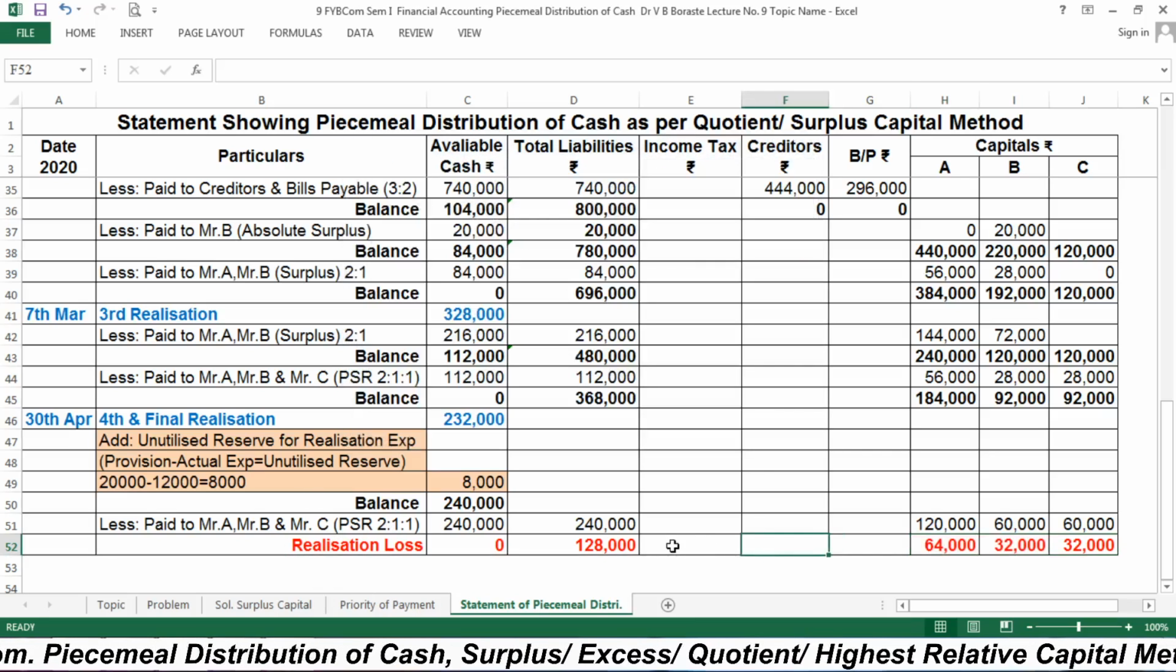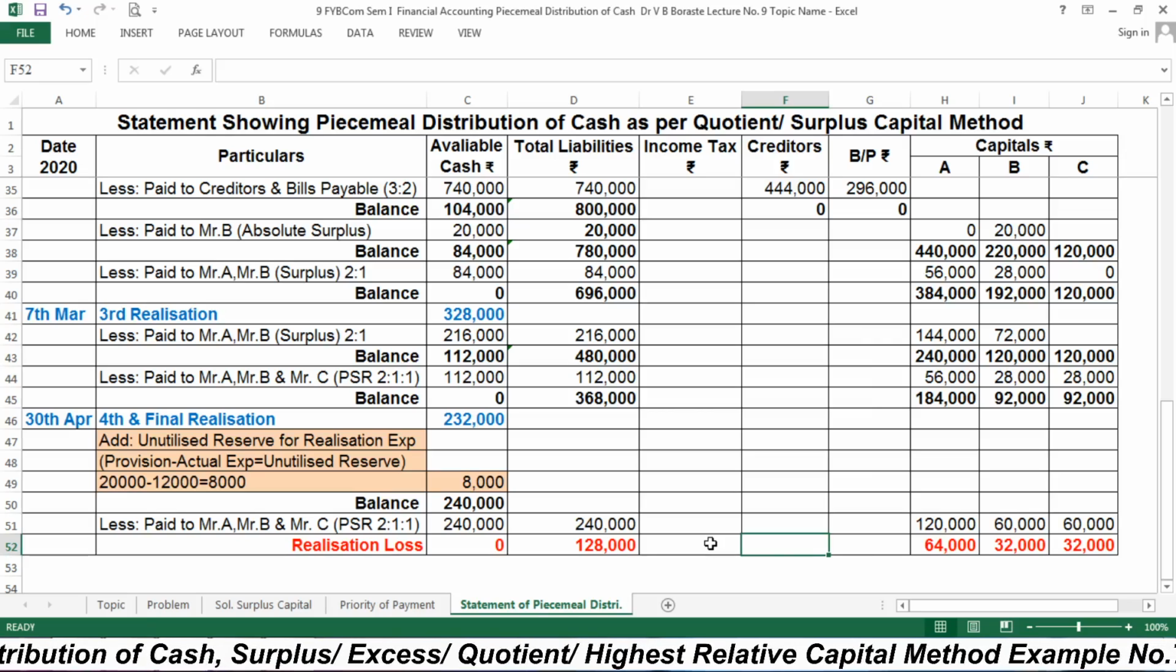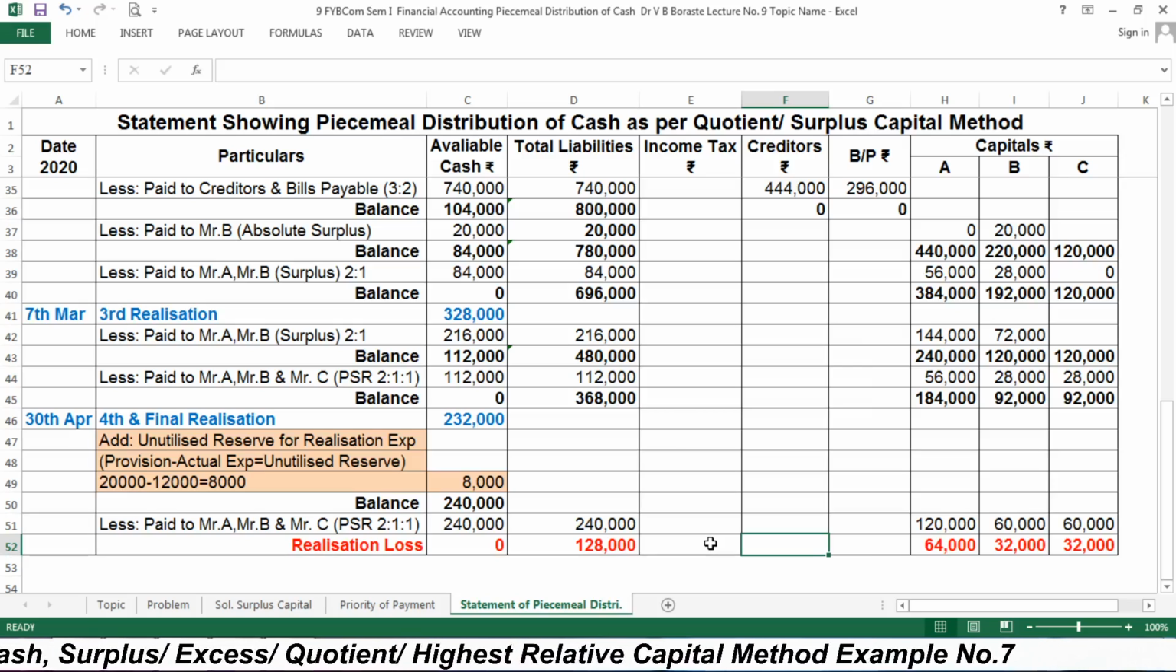So in this way we can calculate the realization loss and prepare a statement of piecemeal distribution of cash as per the surplus capital method. With this I would like to say thank you very much. In the next example we will see about the partners' loan and a particular property mortgaged by the company to the bank. We will see in the next example.